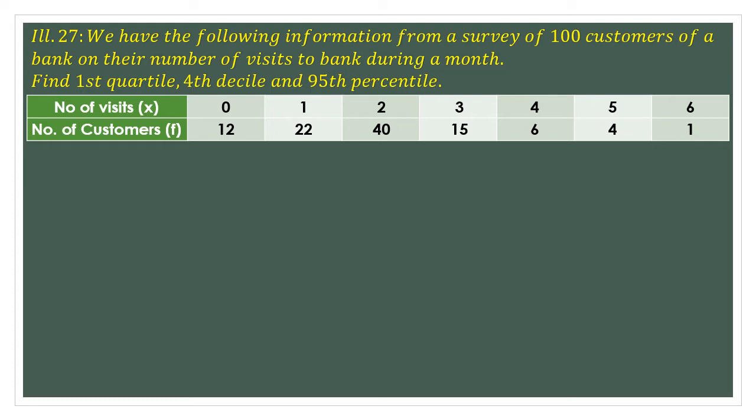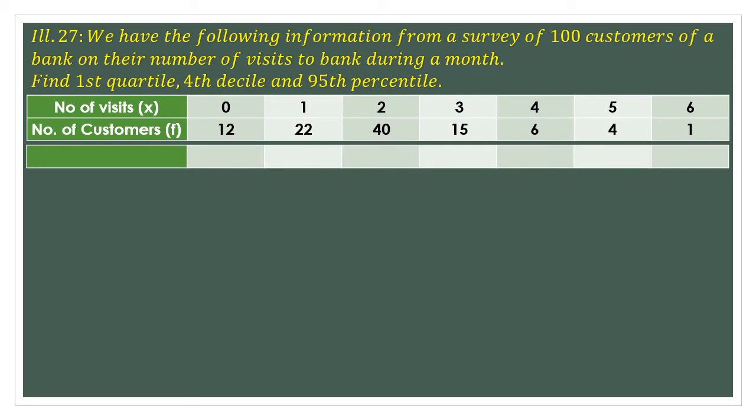Whenever we have a frequency distribution, we convert those frequencies into cumulative frequencies. That would be 12 plus 22 is 34, plus 40 is 74, plus 15 is 89, plus 6 is 95, plus 4 is 99, and 1 is 100. Now moving on with our question, starting with the very first quartile, that is quartile Q1.